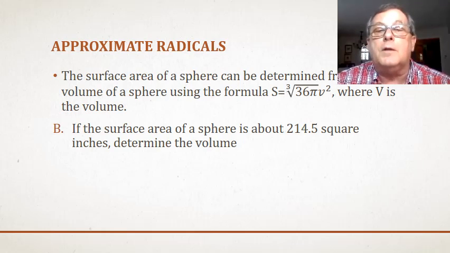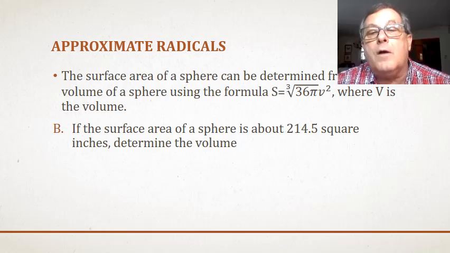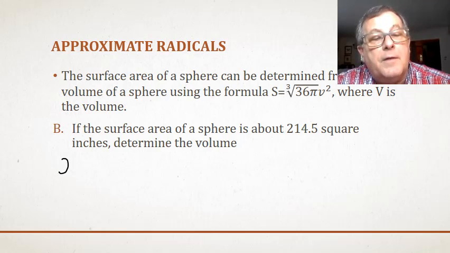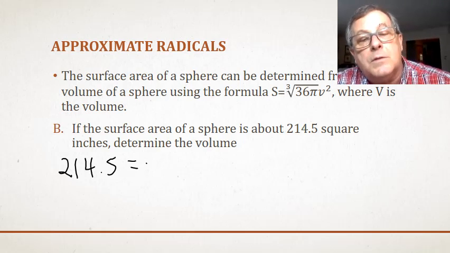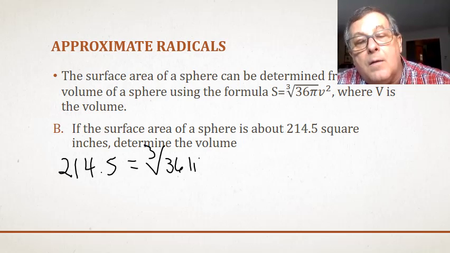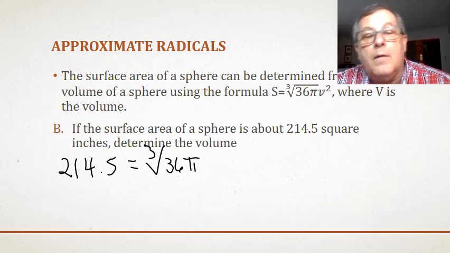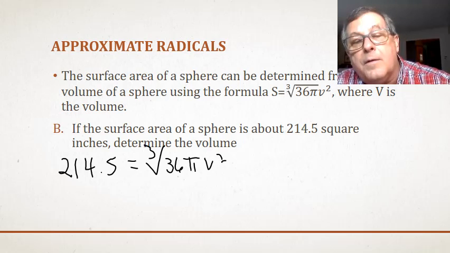All right, now that we've done part A, let's take a look at part B. We still got the same formula. S, surface area, equals the cube root of 36 pi V squared, volume squared. And now we're asked, if the surface area of a sphere is about 214.5 square inches, determine the volume. So what are we going to have to do here? We know the surface area: 214.5 equals the cube root of 36 pi, and we do not know the volume, V squared.